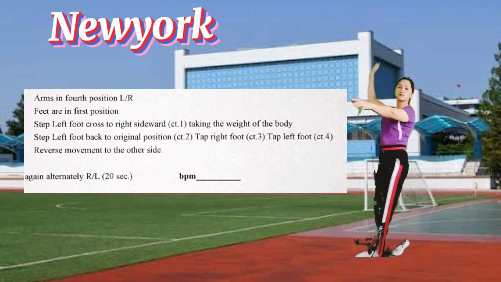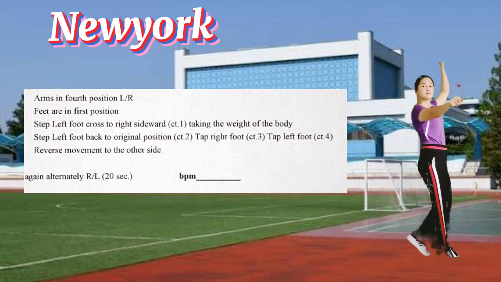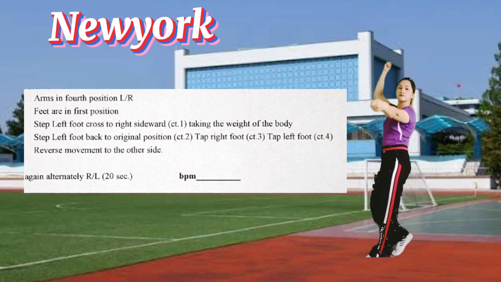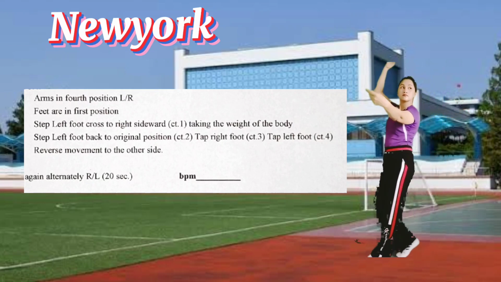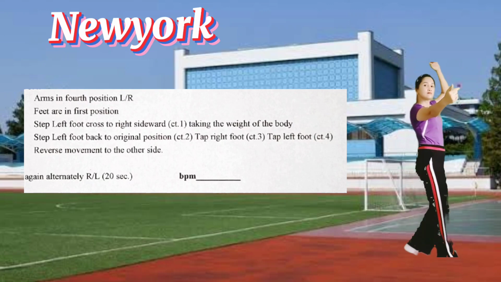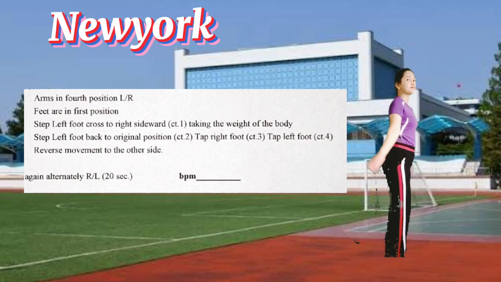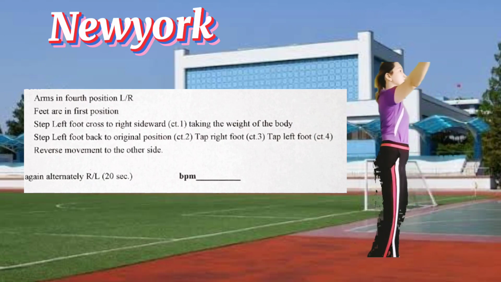New York. Arms in fourth position, left or right. Feet are in first position. Step left foot across to right sideward, count 1, taking the weight of the body. Step left foot to original position, count 2. Tap right foot, count 3. Tap left foot, count 4.